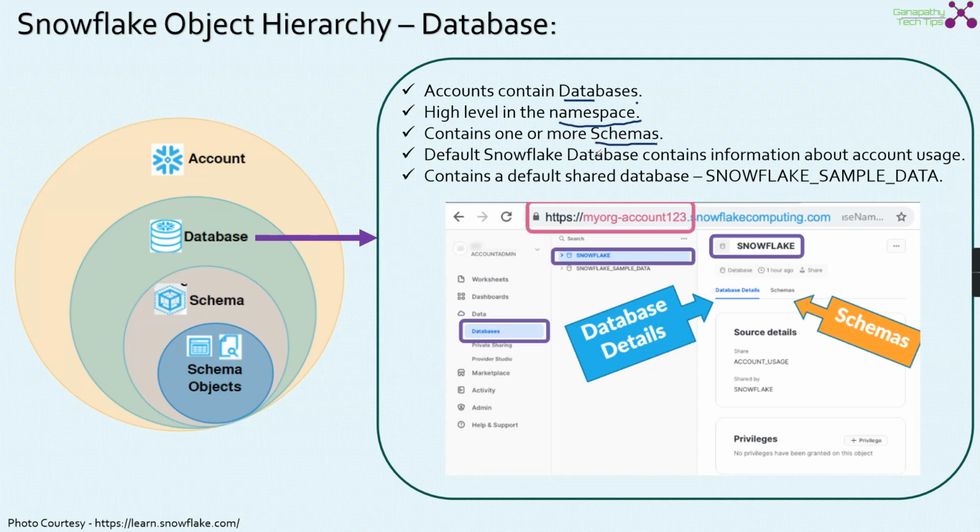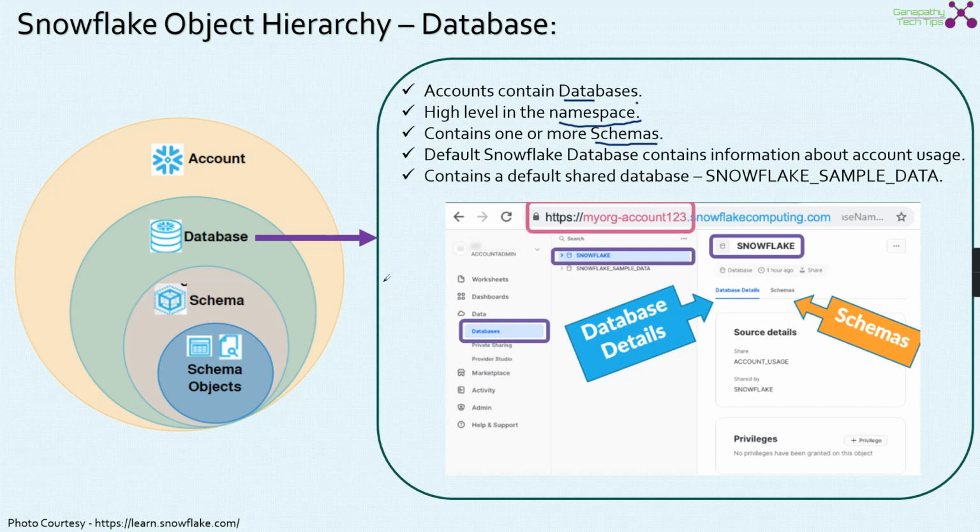If you understood the hierarchy in the proper way, an organization can contain multiple accounts, and accounts can contain multiple schemas and multiple databases as well, right? And then you can see the default Snowflake database contains information about the account usage.